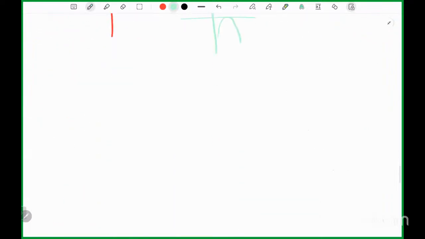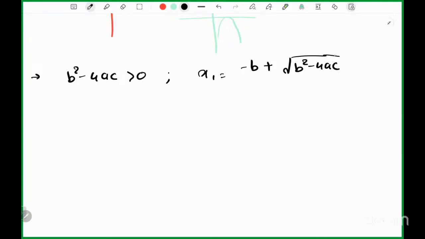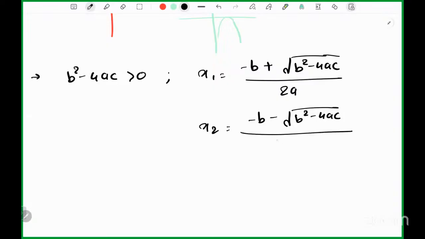Now let's go to the third case, which says that if b square minus 4ac is strictly greater than 0, we will have two roots. One root will be minus b plus the root of b square minus 4ac by 2a, because now it's a real number and not equal to 0, obviously. Another root is x equals minus b minus the root of b square minus 4ac by 2a. And we can immediately say that these two roots are distinct.